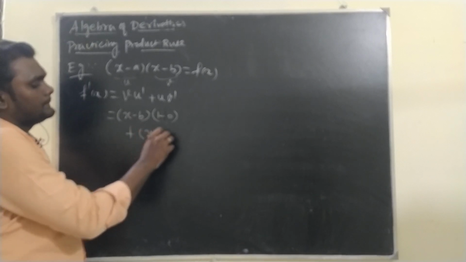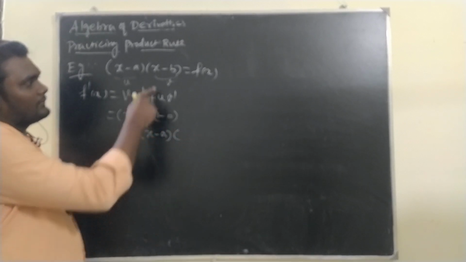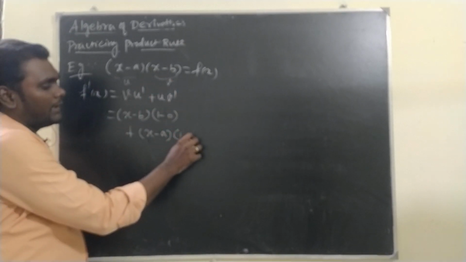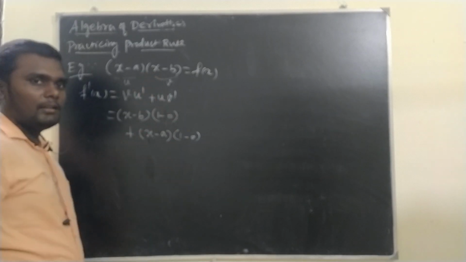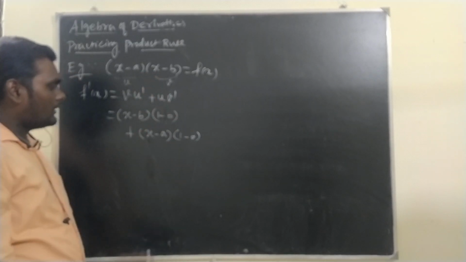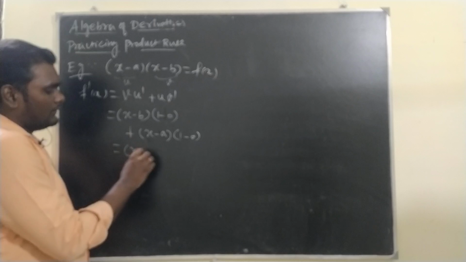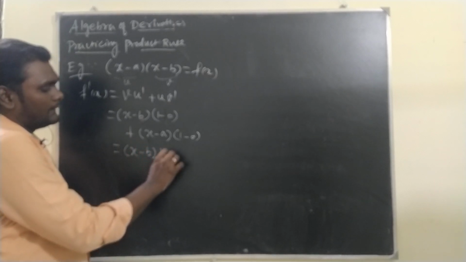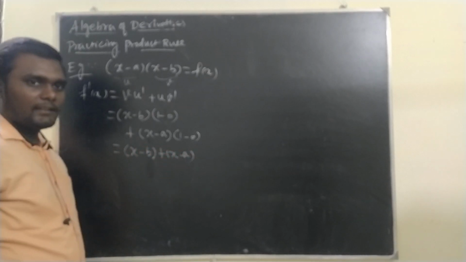U is what? X minus a. V dash. This we need to derive. 1 minus 0. The derivative of x is 1. B is a constant. The derivative of a constant is always 0. Then we have x minus b plus x minus a as our answer.